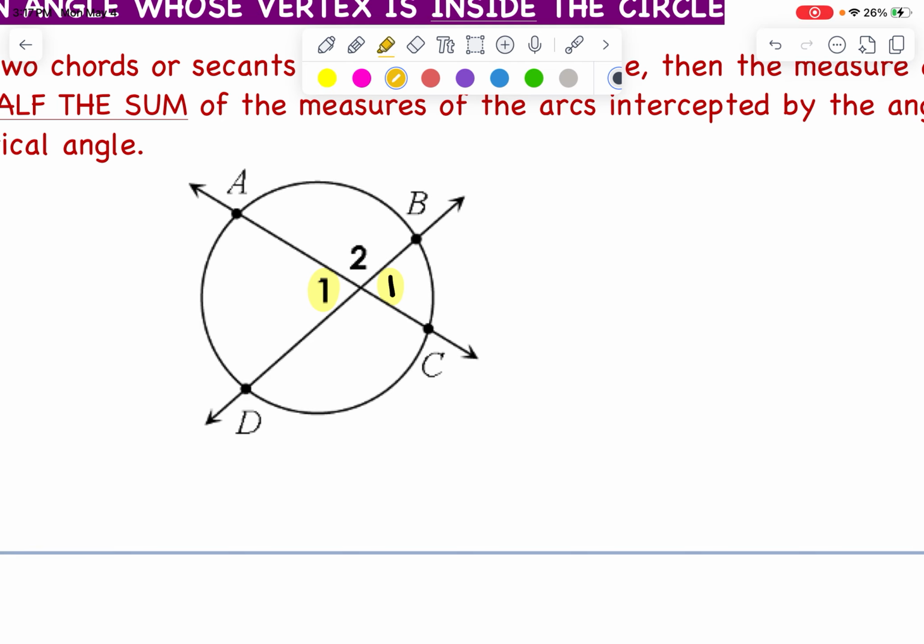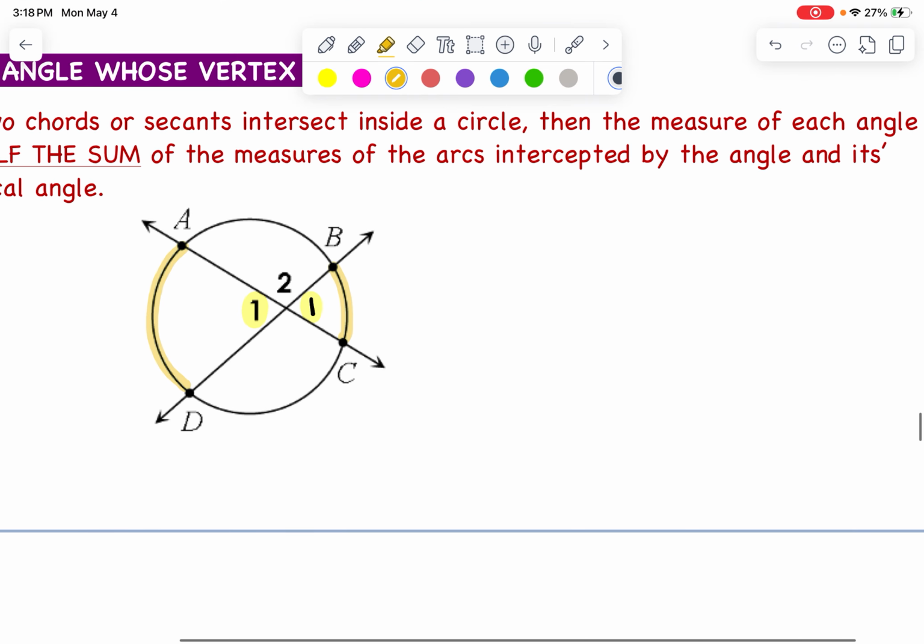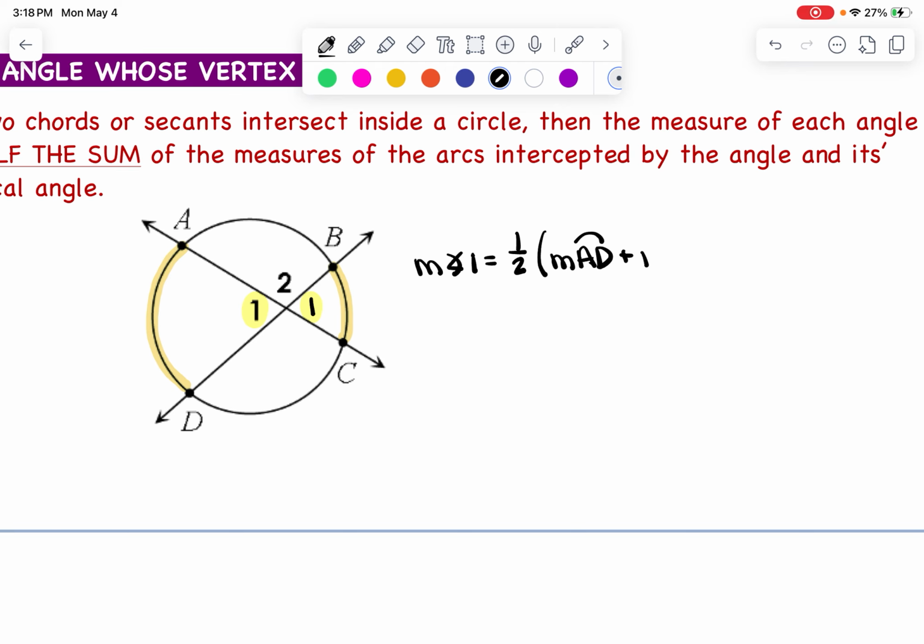In which case, the arcs that I should be focusing all my attention on are the arcs that are being intersected by the two angle 1s. Okay, so I only want to look at the arcs that are intercepted by the angles that are numbered 1. And then what this rule is telling me is the measure of angle 1 will be half the sum of the measures of those two arcs. So we're going to add arc AD to arc BC, and then we're going to cut that in half. So essentially it's the average. Because you're on the interior of the circle, the measure of any angle on the interior will just be the average of the two arcs.